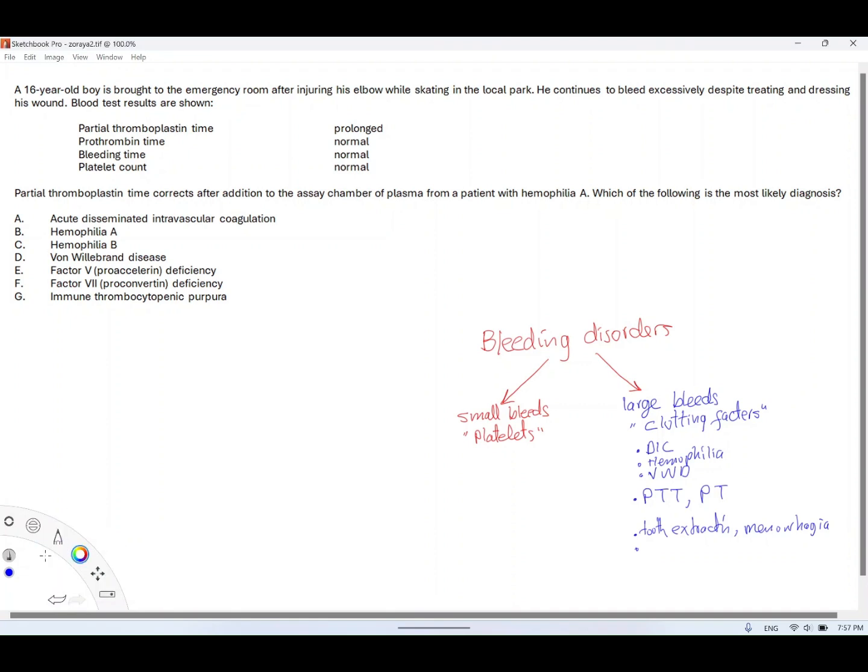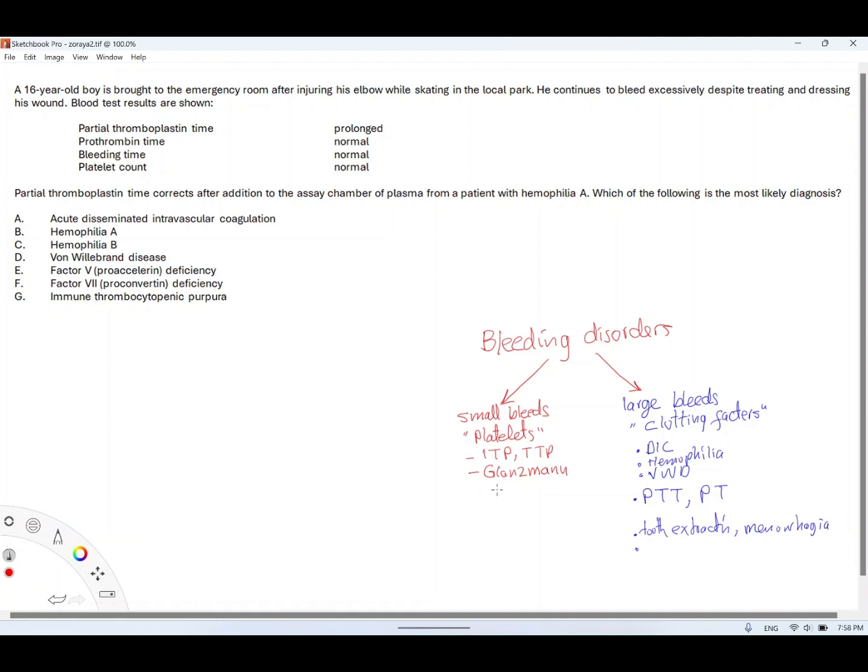When you talk about platelets, platelets usually cause small bleeds. There are many diseases, like ITP or TTP, or you can think of Glanzmann disease, which is a platelet defect. The count is okay, but the shape is defective.